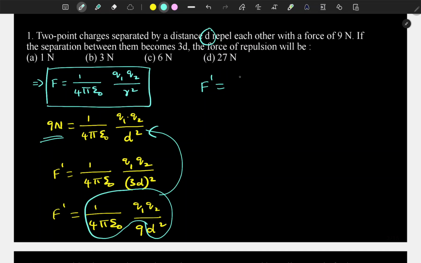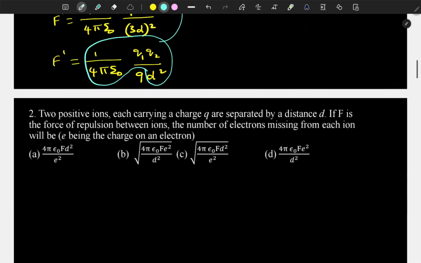So F dash becomes 9 newtons divided by 9, which will give you 1 newton. So the new force will become 1 newton. The correct answer is A, that is 1 newton. So I'll move on to the next question.